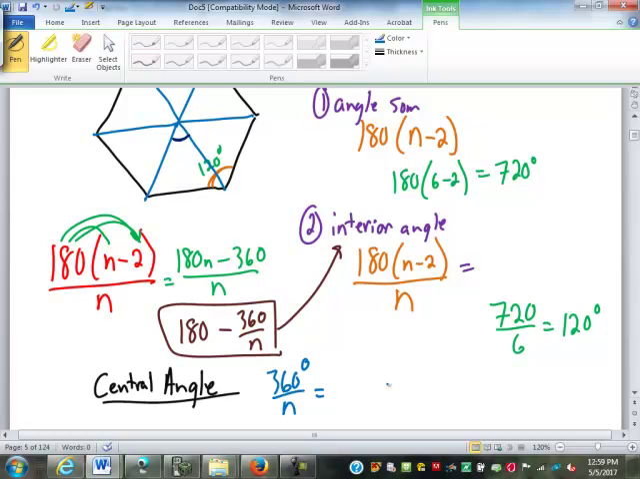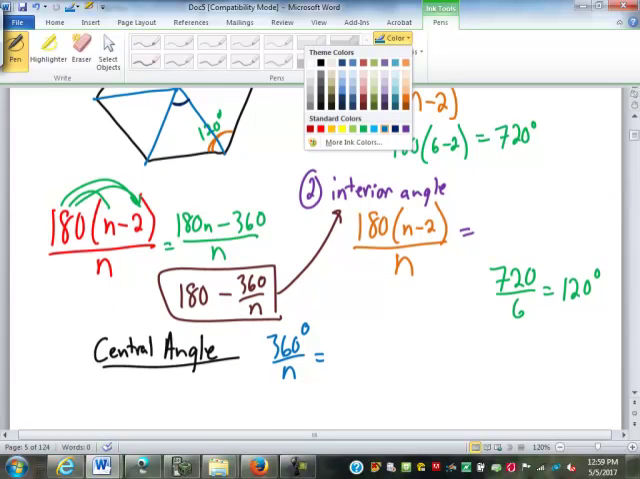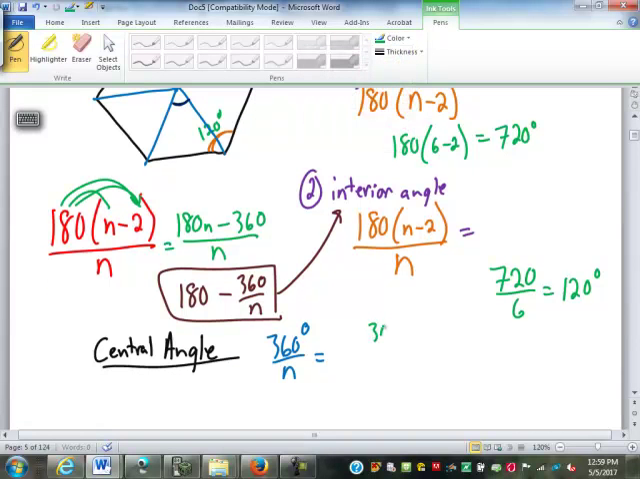It only works if it has 6 sides, but with 8 sides, that wouldn't work. So it is just 360 divided by n. So for this case, 360 divided by 6, 60 degrees.